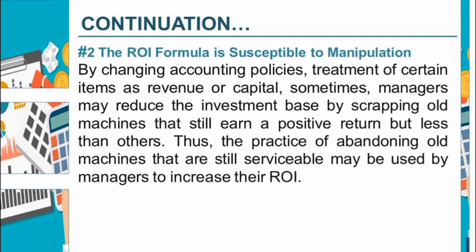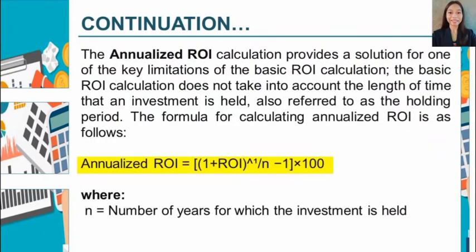The annualized return on investment calculation provides a solution for one of the key limitations of the basic ROI calculation. The basic ROI calculation does not take into account the length of time that an investment is held, also referred to as the holding period. The formula for calculating annualized ROI is as follows. So that is the formula of annualized ROI, where N is equal to the number of years for which the investment is held.